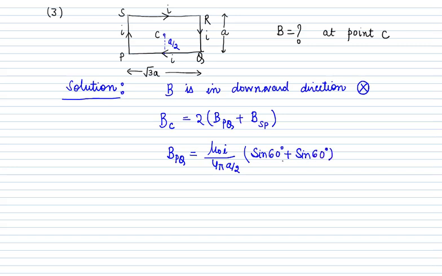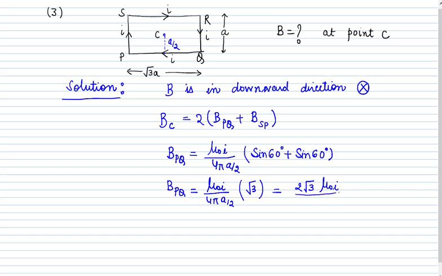If you want to know about the Biot-Savart's law, you can quickly refer to our lecture on magnetism. The link is given below in the description box. You can quickly go through the theory. But for now, we have simply used the Biot-Savart's law and we can write this formula. So the magnetic field due to PQ will be equal to mu naught I upon 4 pi a by 2, and sine 60 degrees is root 3 by 2 and again root 3 by 2. So this is root 3, and this 2 will go upward. So this is 2 root 3 mu naught I upon 4 pi a.